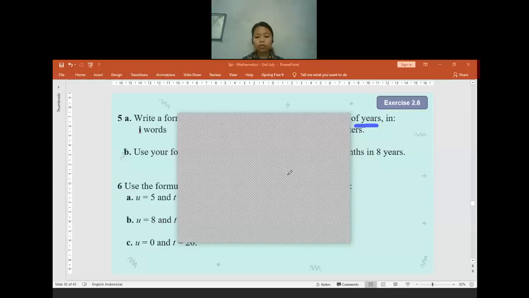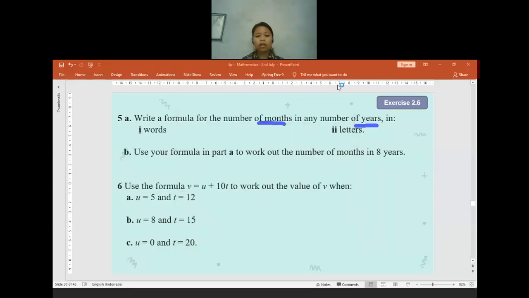Yeah, in 1 year there are 12 months. Because the question starts from the month, we write months will be equal to 12 times the number of years. Is there anyone who gets confused if I make this kind of formula? Months will be equal to 12 times years.